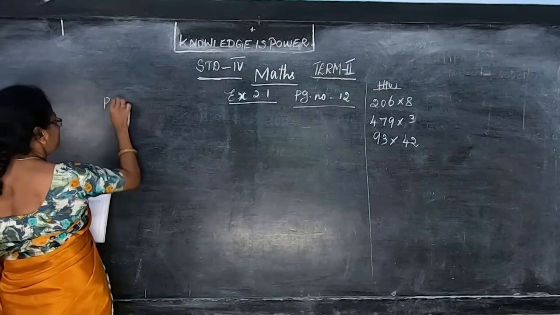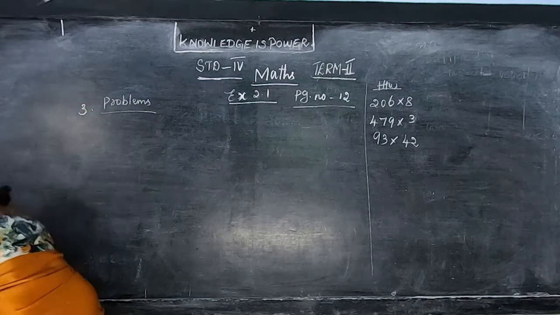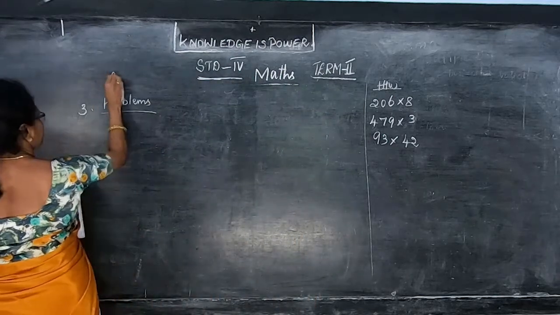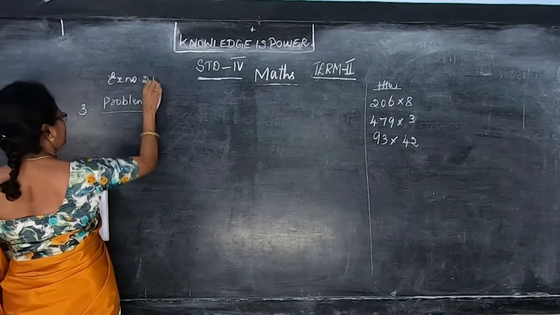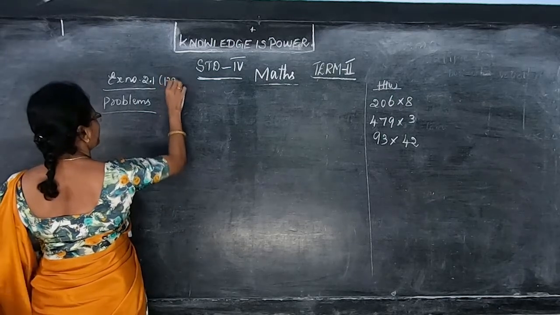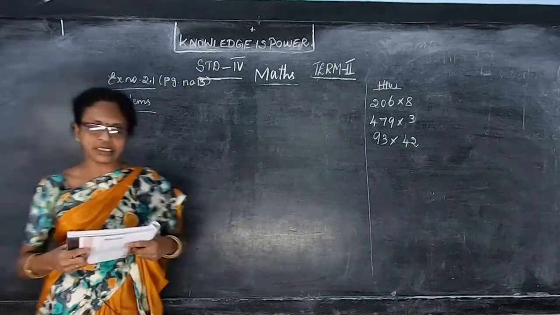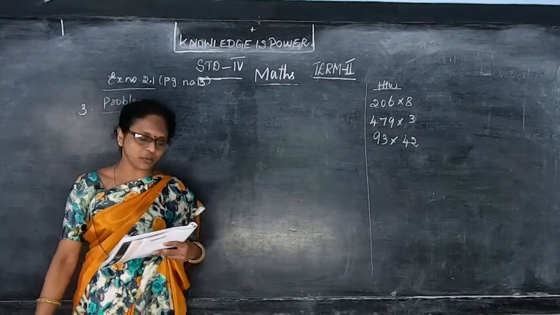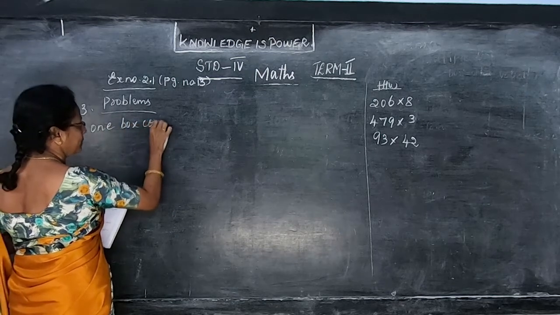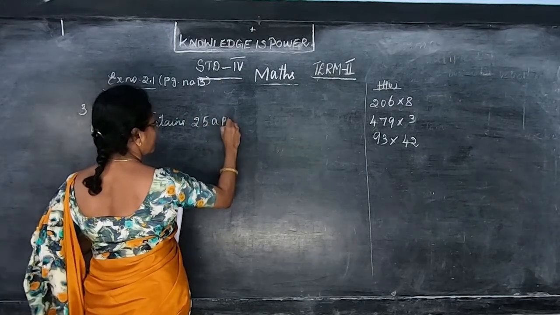Here they have given the problems. Sum number 3, same exercise only, page number 13. Here they have given: one box contains 25 apples. How many apples are there in 35 boxes? They have given the question like this. One box contains how many apples? 25 apples. So this is the question.